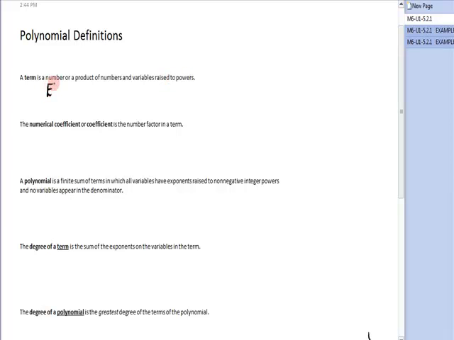As an example, the number 7 is a term. 8x is a term. It's a product of 8 and x. Negative 3xy squared is a term. It's a product of a number, some variables, and those variables can be raised to powers. This is called a constant term, and these are both called variable terms.